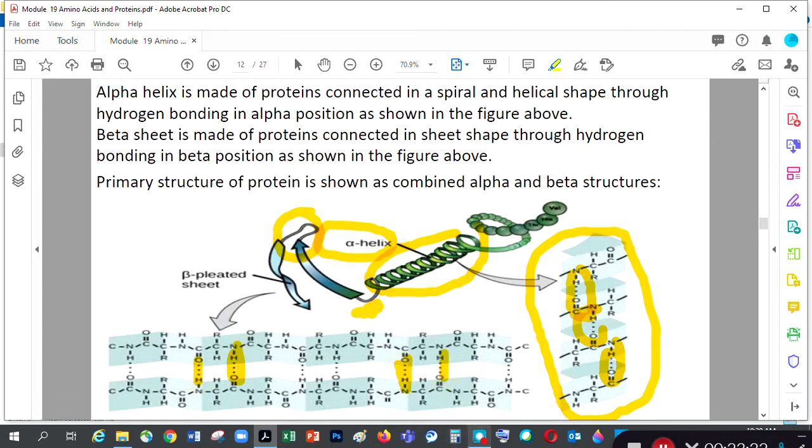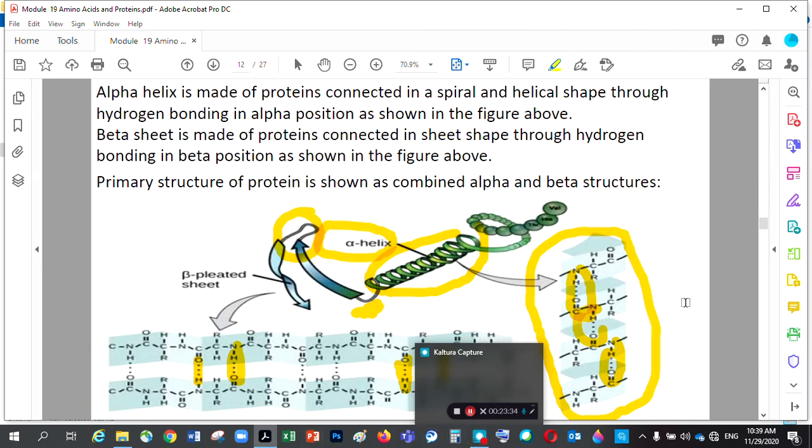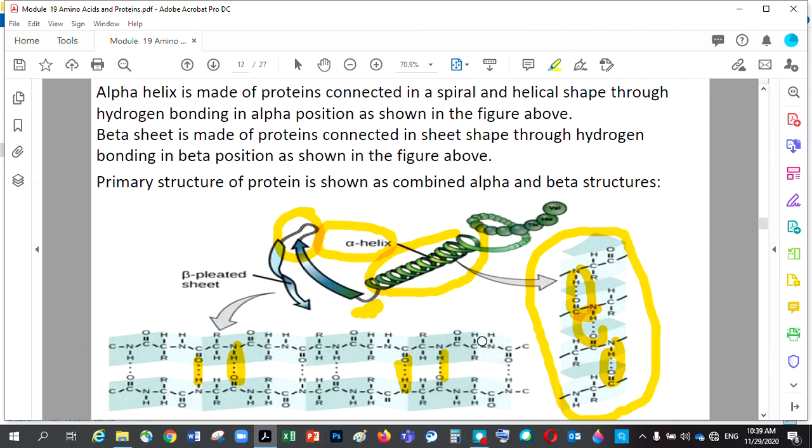So this is what's really happening in the secondary type structure of the proteins. We have alpha helix and beta sheet, and they are combined together in the same protein. You will see first alpha helix, and then a small tiny amount of it here is the beta sheet.